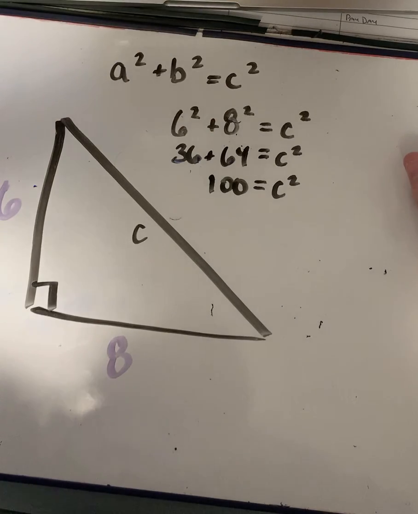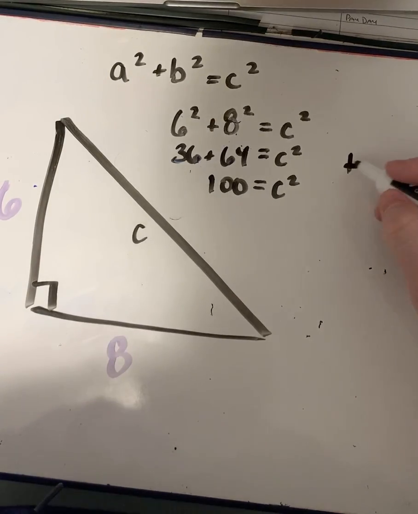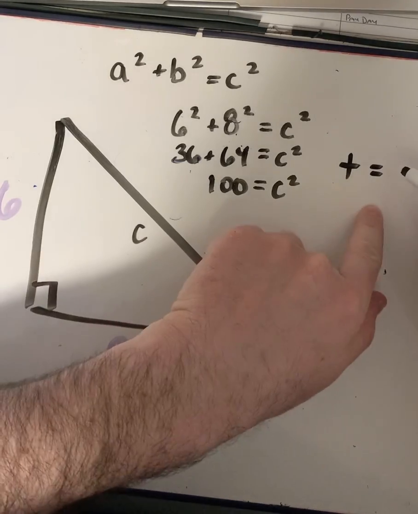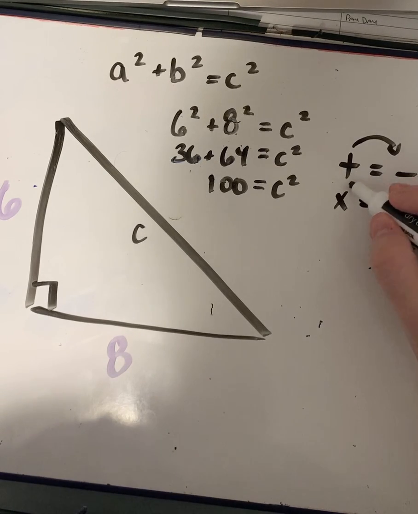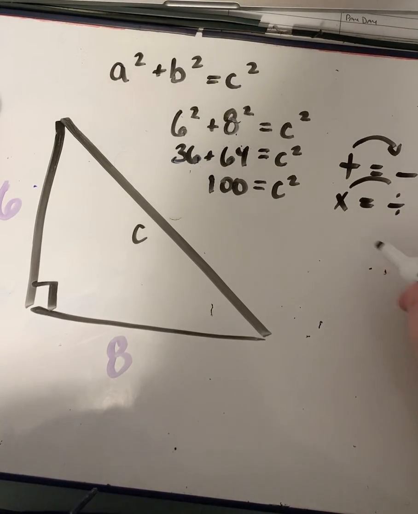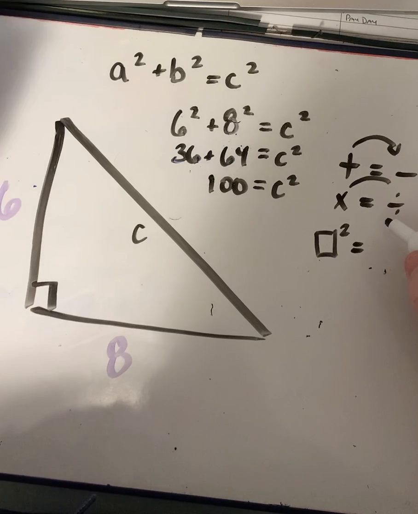So think about this for a second. If you have an addition on one side of the equal sign, in order to bring it over to the other side, you'd have to do the opposite, right? You'd have to turn it into a subtraction. If you had a multiplication, on the other side you'd have to do a division. Well, the same thing is true for a square, right? If you have a square on one side, how do you get rid of that square?